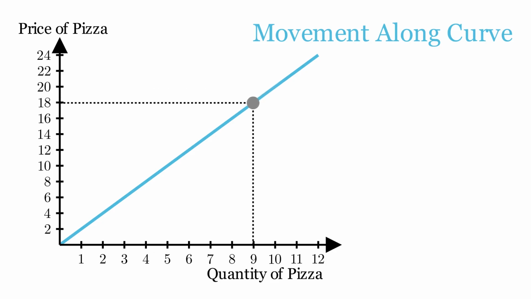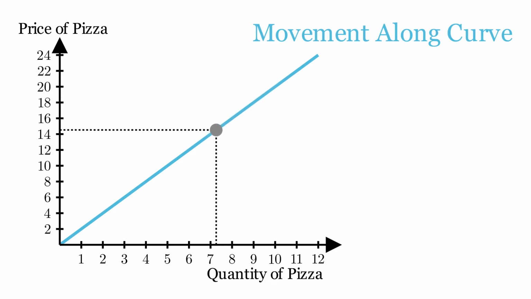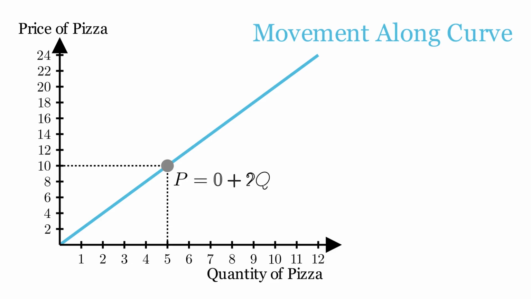In simple terms, when the price changes, quantity supplied changes, and the point moves along the same supply curve. Since the supply curve represents the relationship between price and quantity supplied, a change in quantity supplied caused by the change in price is known as movement along the supply curve. Now let us understand this concept through a supply equation.